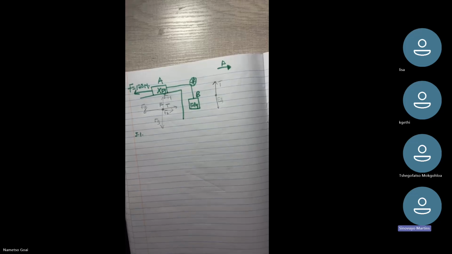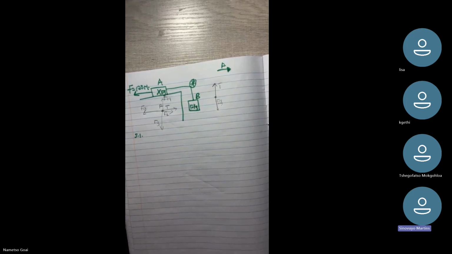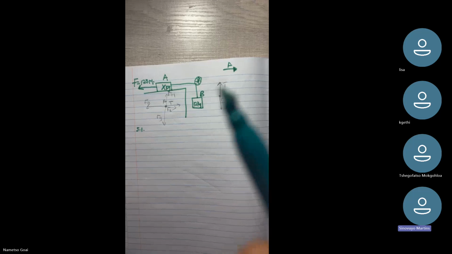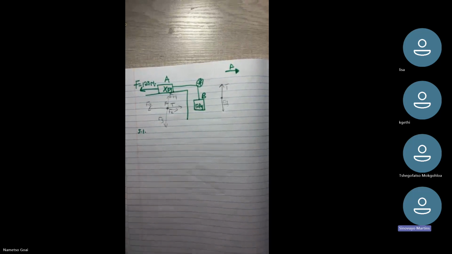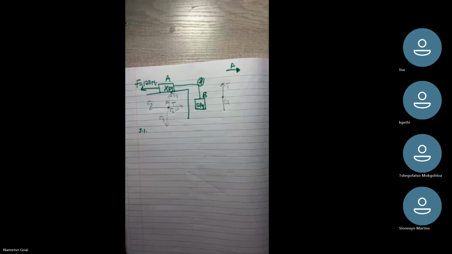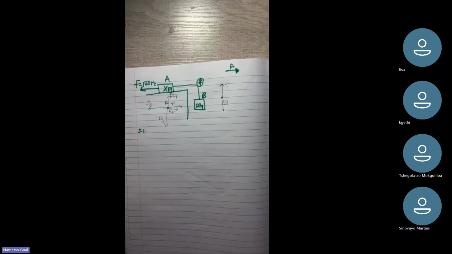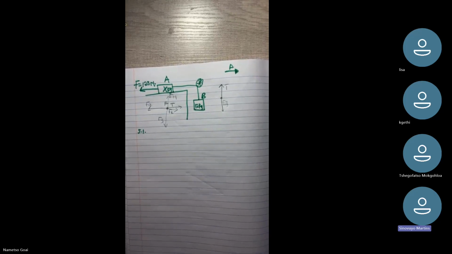Acceleration of an object is directly proportional to the net force and inversely proportional to the mass of an object. Sorry, may you repeat that? I didn't hear you. Acceleration of an object is directly proportional to the net force and inversely proportional to the mass of an object. That is indeed correct.